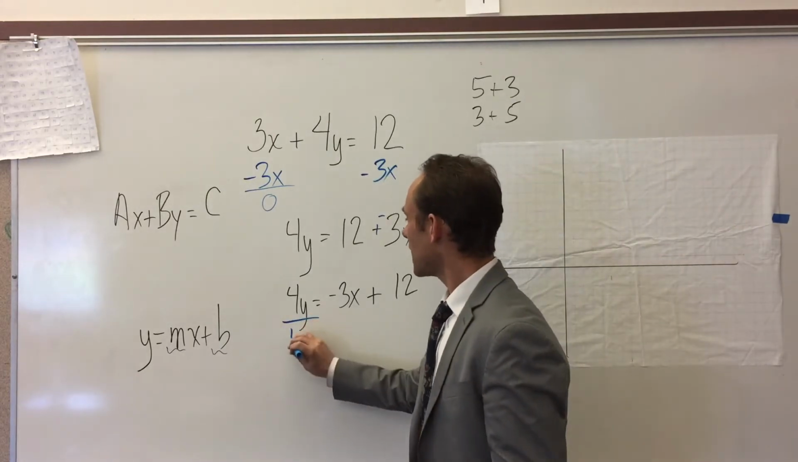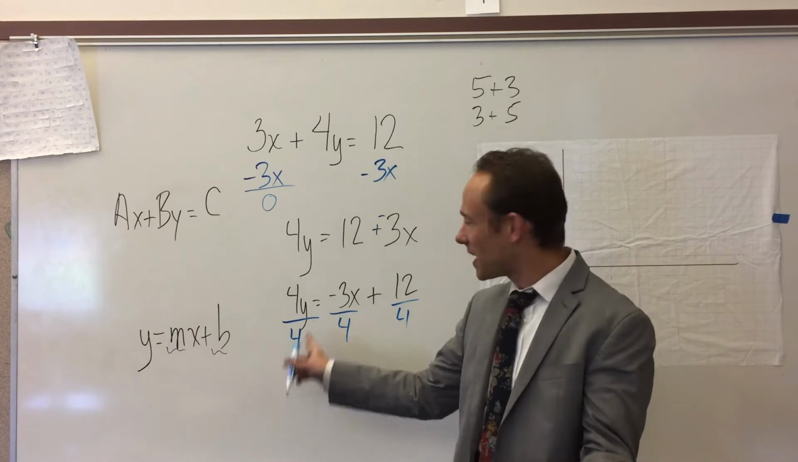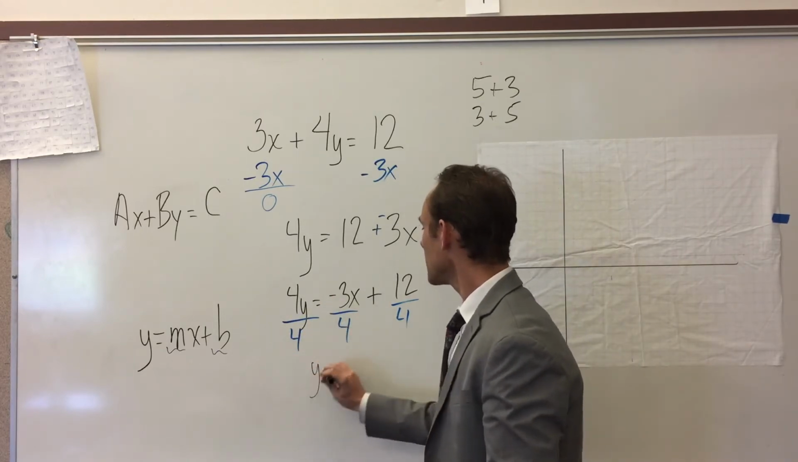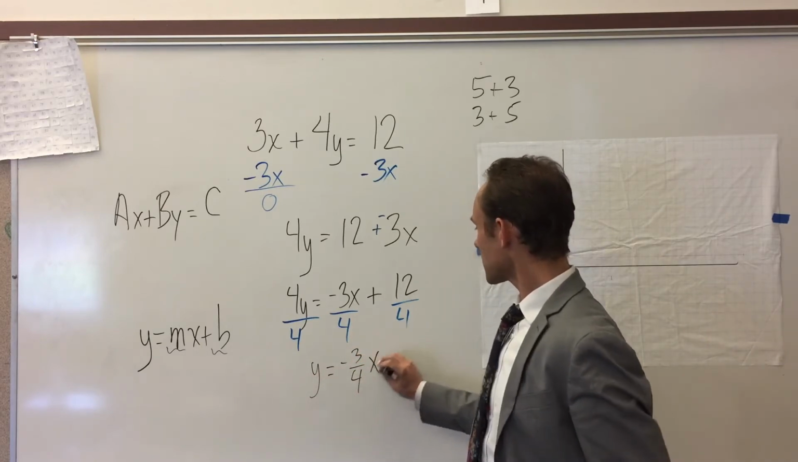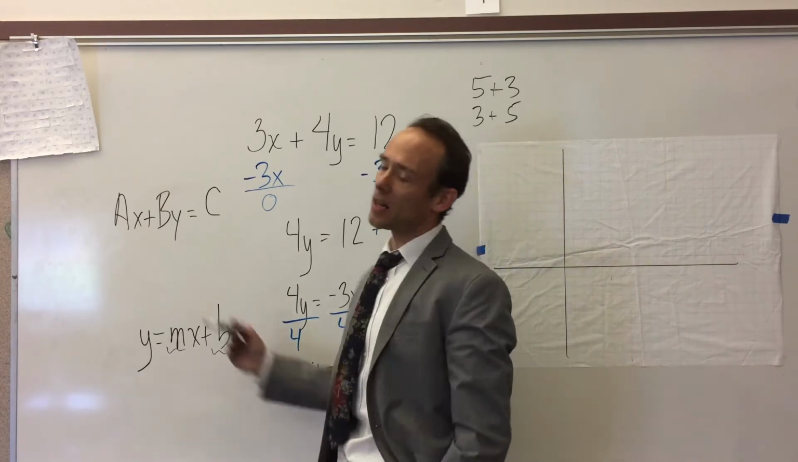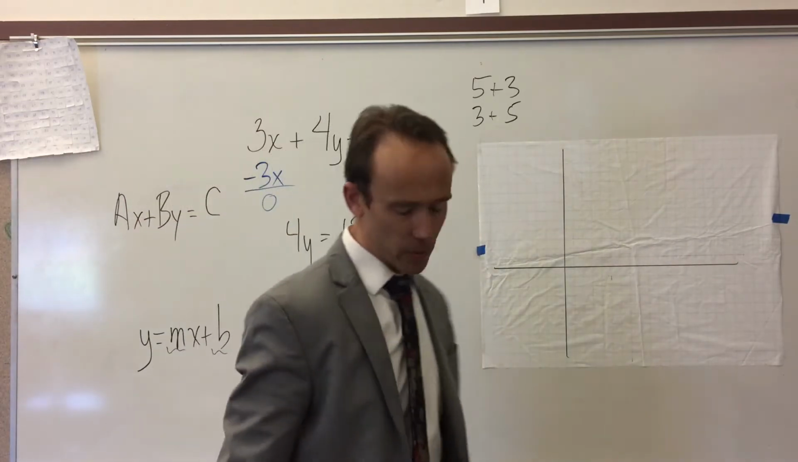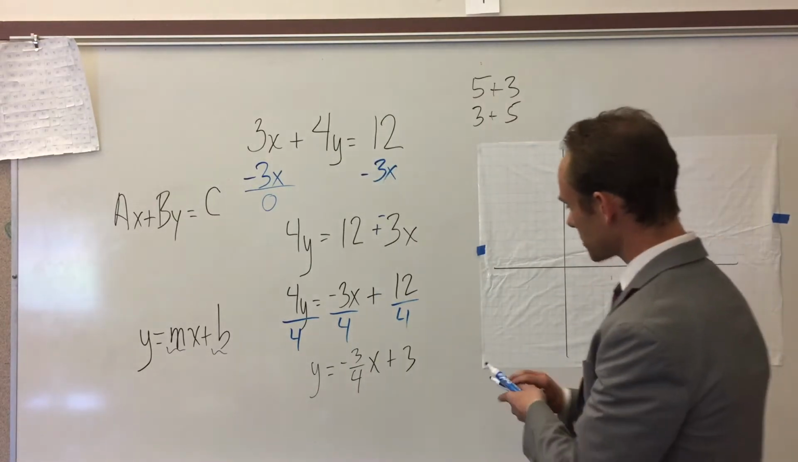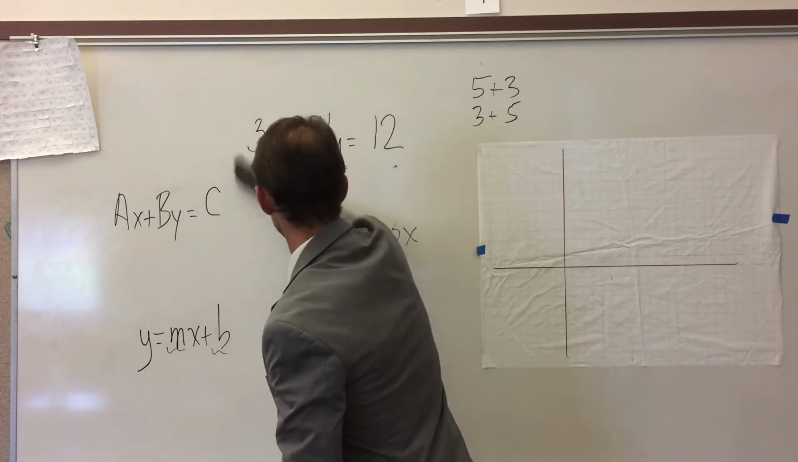Lastly, we're going to divide by 4. More generally, we always divide by the number in front of y. And this gives me y is equal to negative 3/4 x plus 3. Holla back. That's how we roll. All right, that's one way of doing it. Let's remember that equation. I'll show you one other method.